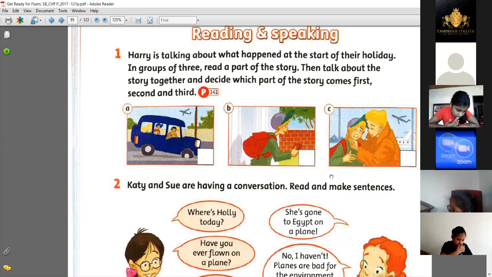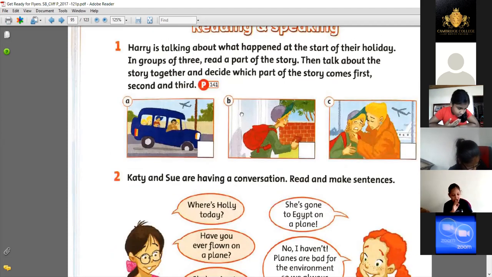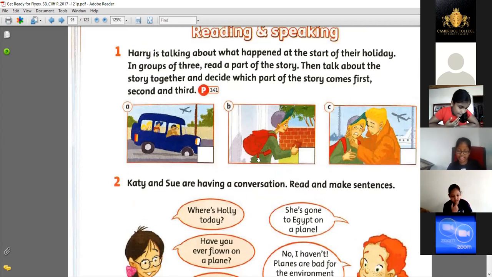What happened at the start of their holiday? In groups of three, read the part of the story, then talk about the story together and decide which part of the story comes first, second and third, right? So they have given you pictures here. Harry is talking about what happened at the start of their holiday. So in groups of three, read a part of the story, then talk about the story together.